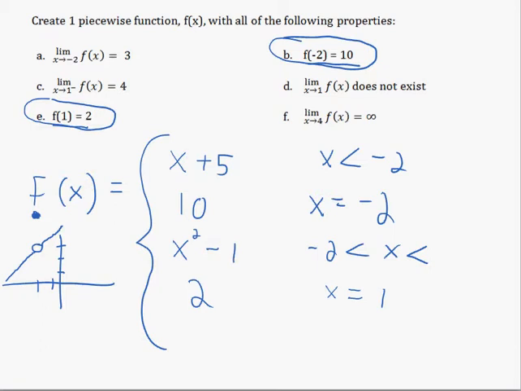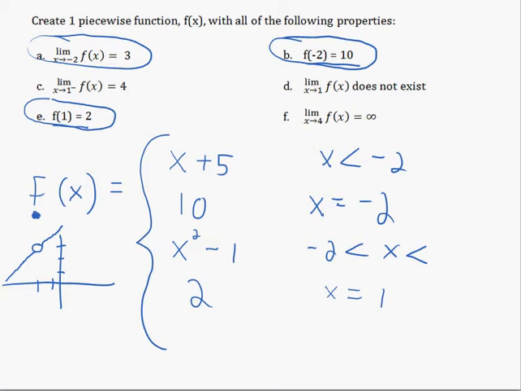At negative 2, x squared is 4, so I need to subtract 1 off of that. There you go. So now what I've just done, let's check this out again. f of negative 2 is 10. As x approaches negative 2 from both sides, it equals 3. From the left, negative 2 plus 5 is 3. And from the right, negative 2 squared is 4, minus 1 is 3. Great. So now this is taken care of as well.